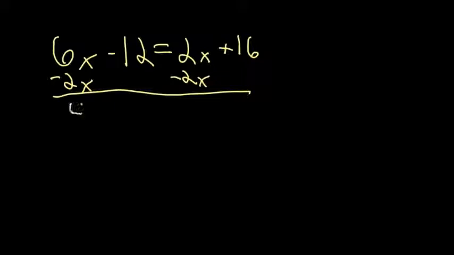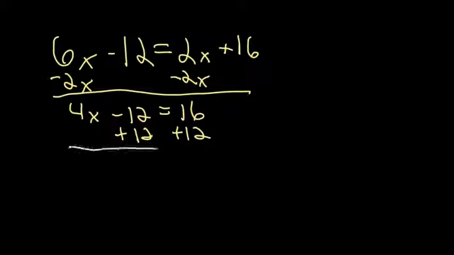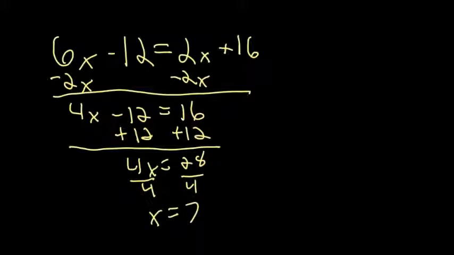6 minus 2 is 4, so I end up with 4x minus 12 equals 16. Opposite of minus 12 is adding 12. So I end up with 4x equals 28. Last step, divide by 4 on both sides. So x equals 7.